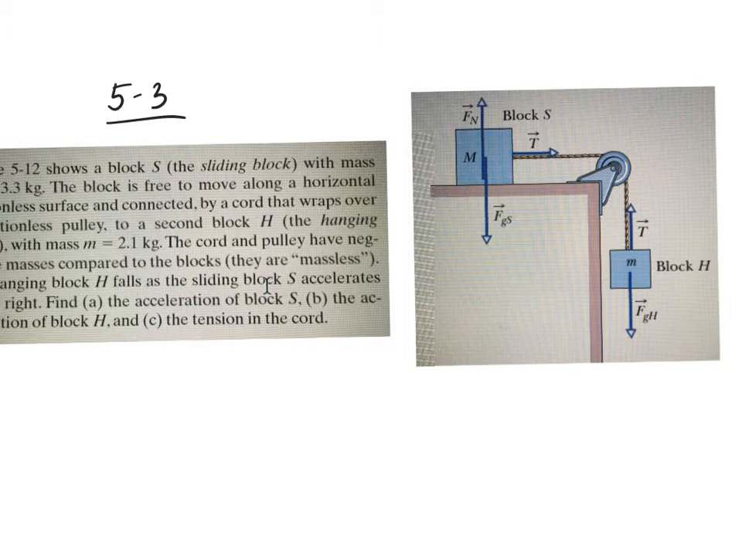So what's going to happen for all of these problems is you're going to assume that the acceleration of this one falling is the same as the acceleration of this one sliding. Now, one of them will be an a_x, that's block S, and then block H will have a_y, vertical acceleration. So keep that in mind as we go through these types of problems.